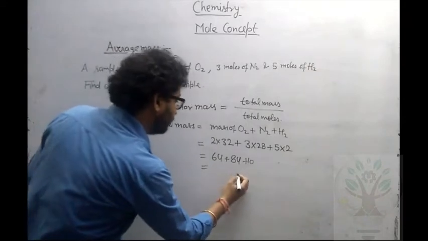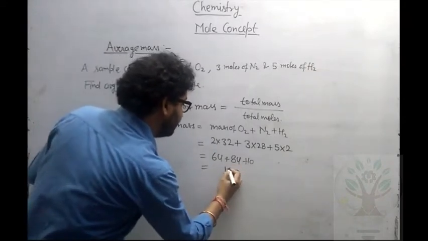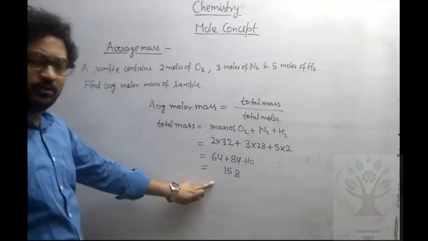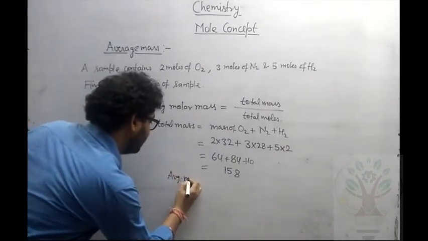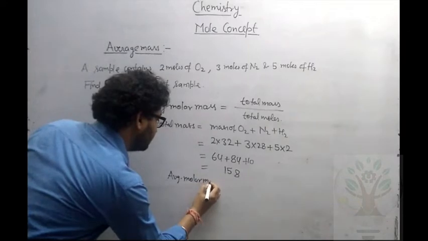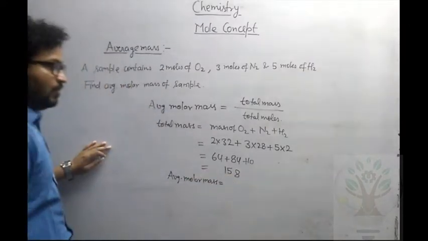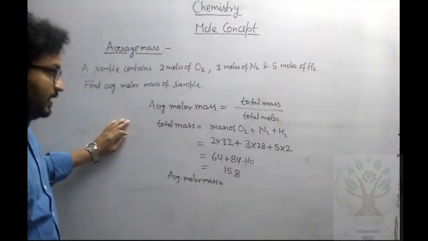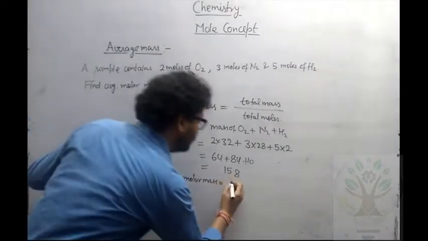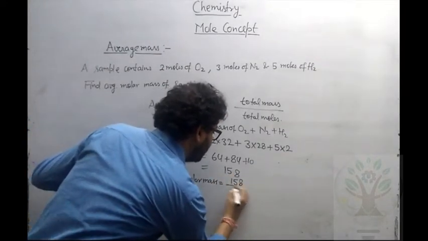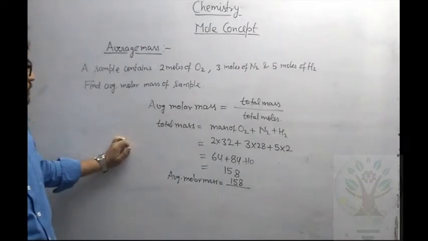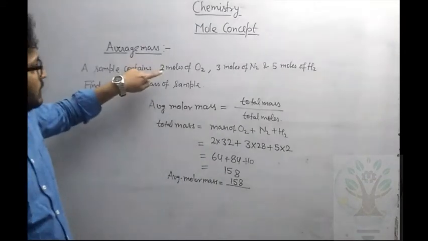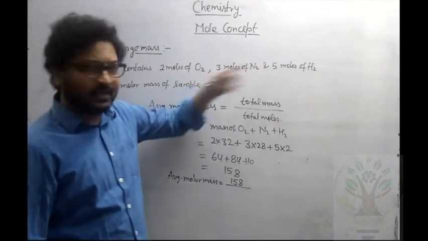So it will come as 158. Isn't it? Correct, is it not? Okay, very well. So the average molar mass of the system will be equal to total mass 158 divided by, can you tell me total moles we have? How many total moles we have? We have total moles 2, 3, 5 and 5, 10.